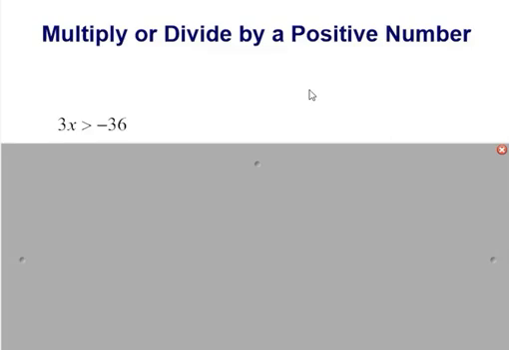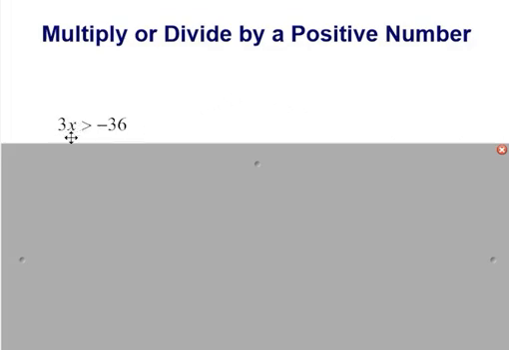Multiply or divide by a positive number. So here we have an inequality. 3x is greater than negative 36. And if we're asked to solve for the variable, we need to get the variable x by itself.